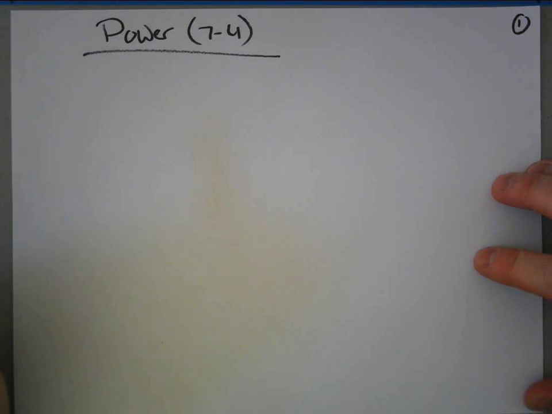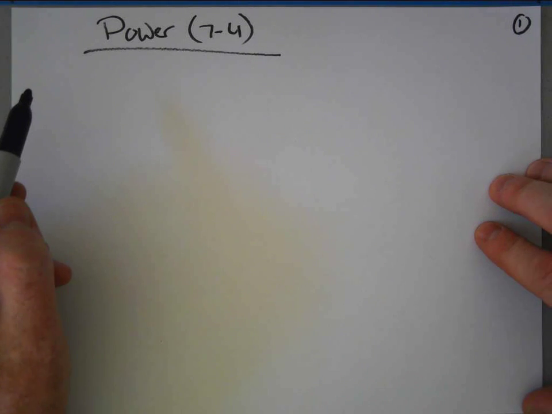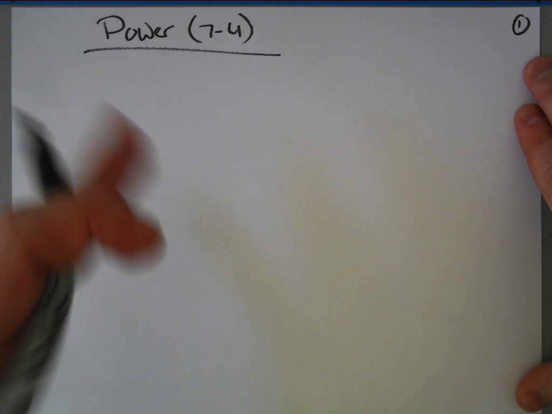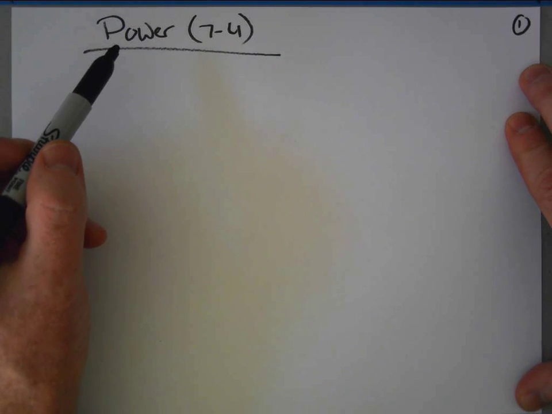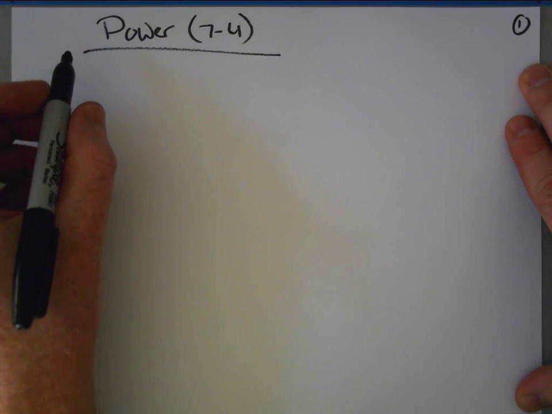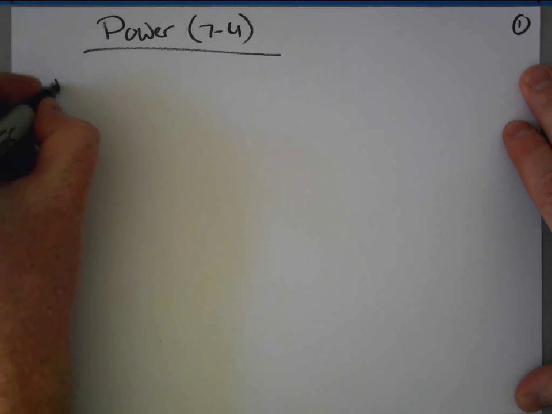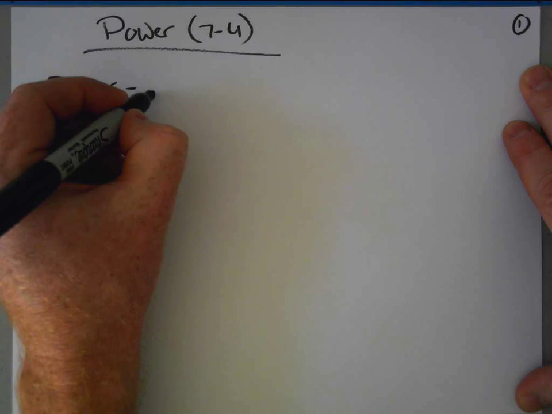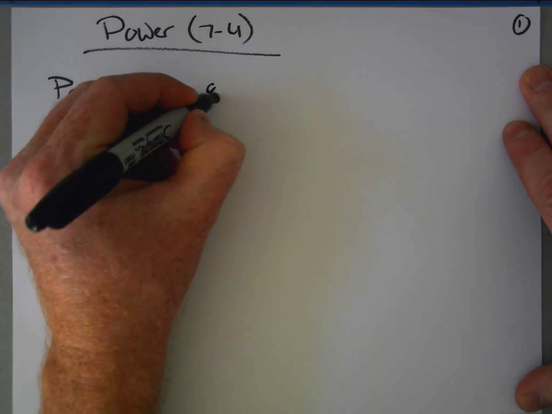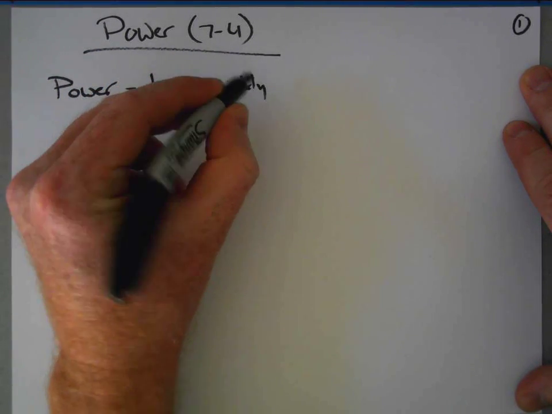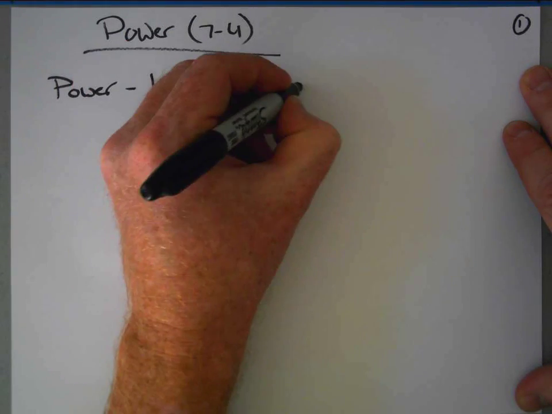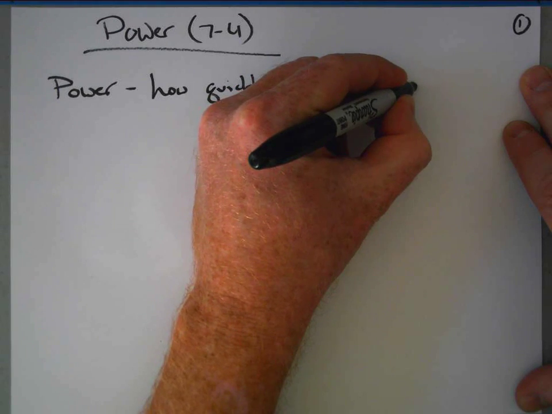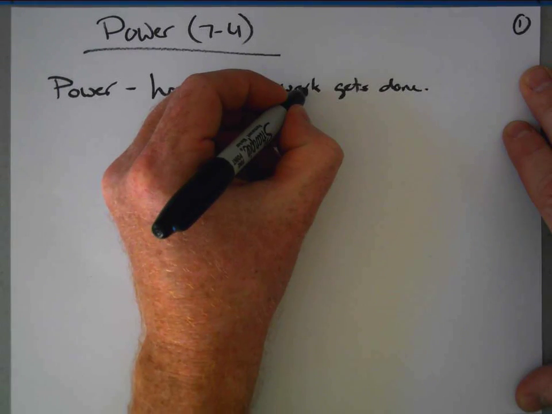In this video, we're going to talk about power and what it really means, and how we might look at it and apply the idea of power and how we use it in real life. So, first, the definition of what power is. Basically, it's how quickly work gets done. That's it. How quickly work is done.